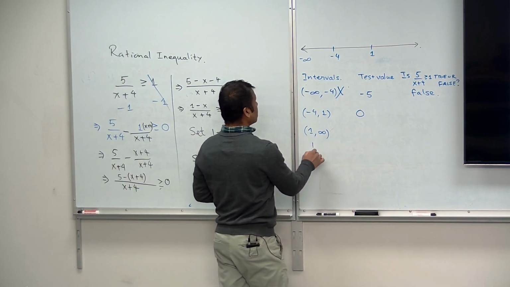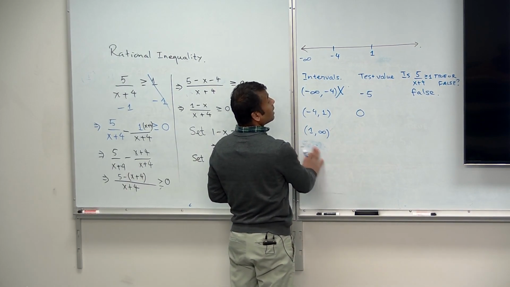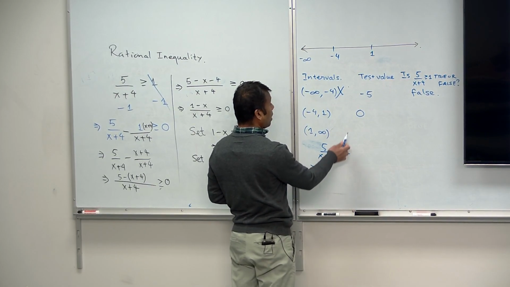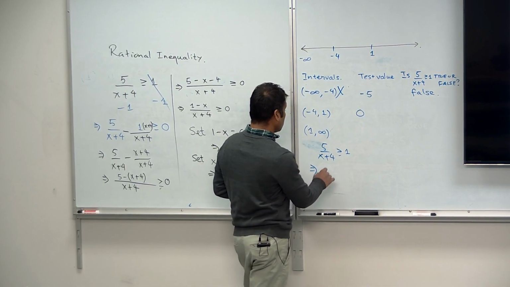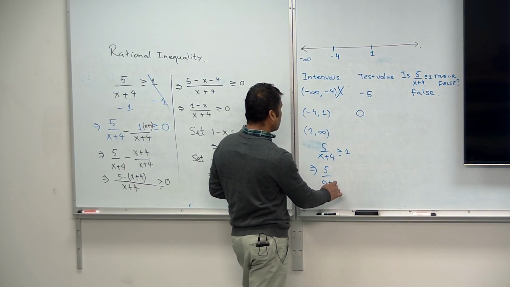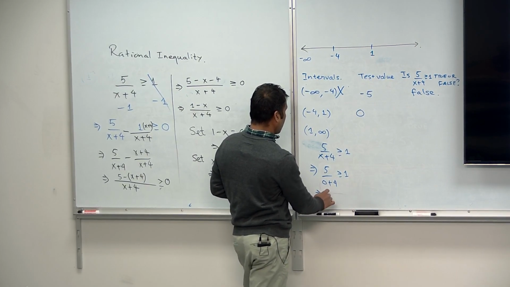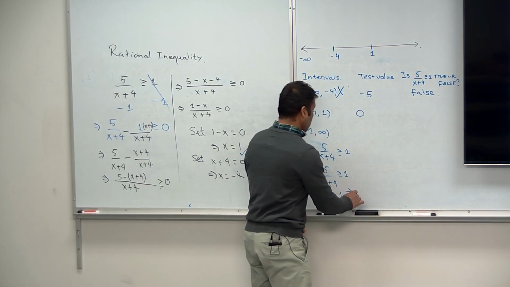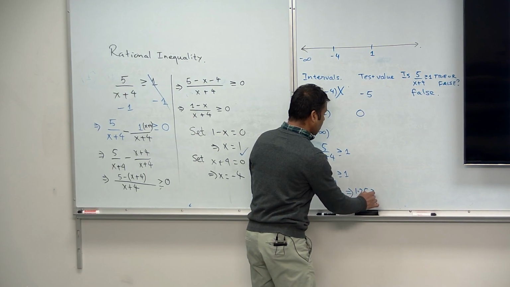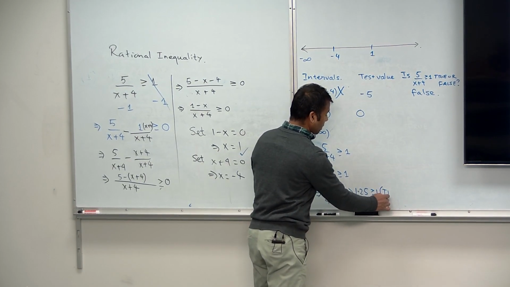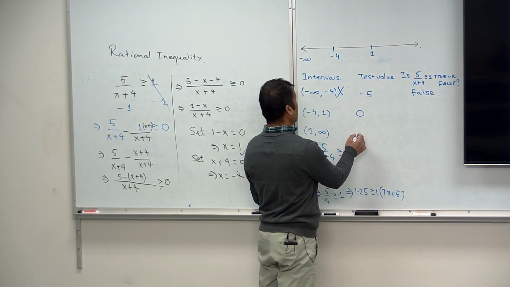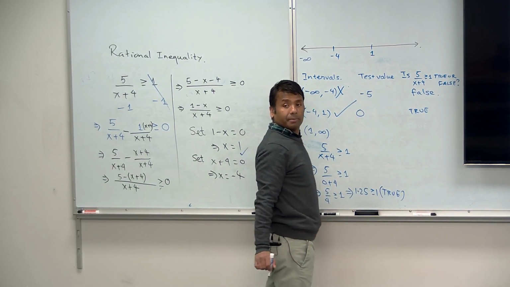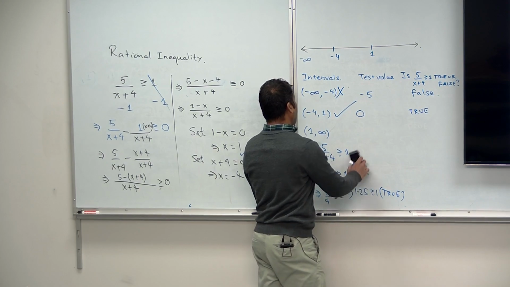So now you answer this question. Your original inequality is 5 over x plus 4 is greater or equal to 1. You plug in x equal to 0, right? So that is 5 over 0 plus 4 is greater or equal to 1. So this is 5 over 4 is greater or equal to 1. What is 5 over 4? 1.25 is greater or equal to 1. Is it true or false? True. So this is true. This is a solution, right? That makes sense?